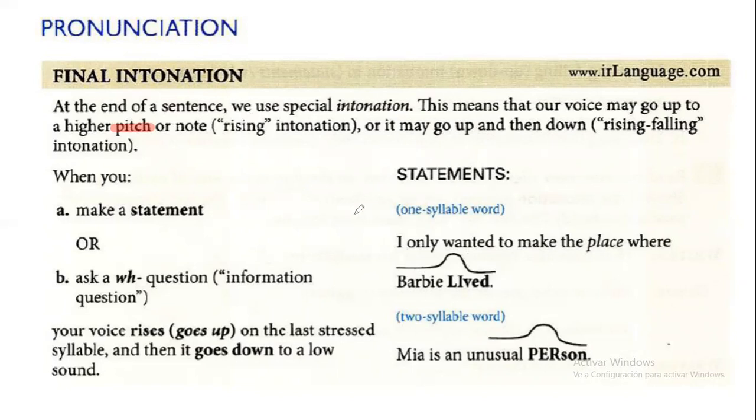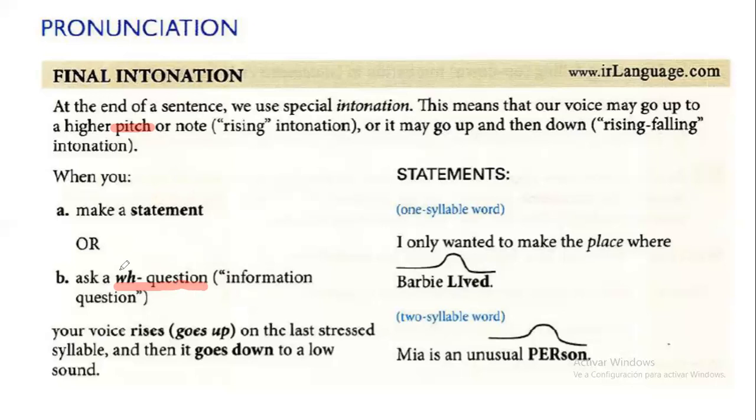So we have a couple of scenarios here. The first is when you make a statement. A statement is basically a sentence. It could be positive, could be negative. That is a statement. Or when you ask a WH question. This is a concept that we're going to see all the time when studying English. They are called WH because most of the words start with WH. They are also called information questions.